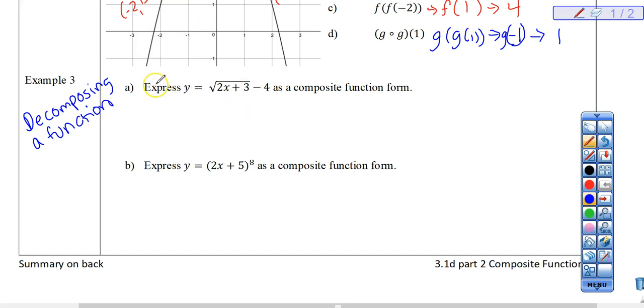So here we have this set of instructions. It says express y equals the square root of 2x plus 3 minus 4 as a composite function form. So another way that we could look at this is, instead of y, I'm going to change it to function notation: h of x is the square root of 2x plus 3 minus 4. And it's a composition.